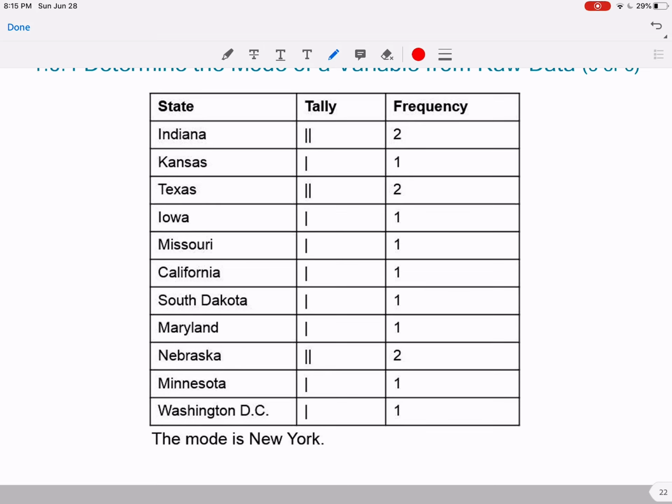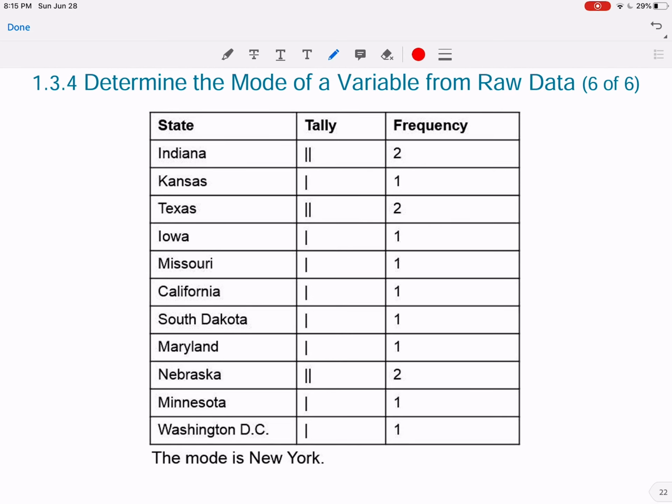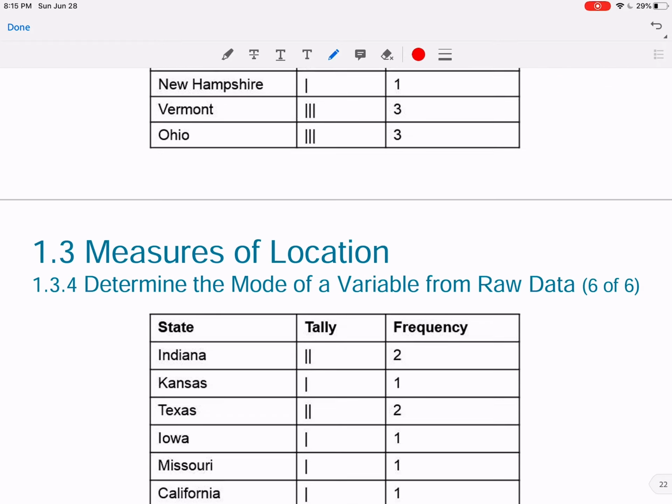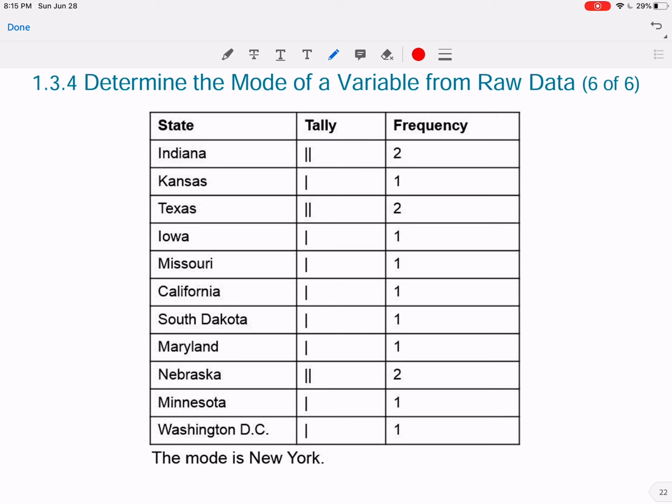And we got a second piece over here. We just need to see if there are any numbers greater than 8. Not really. So there's no number greater than 8. So 8 is the mode, corresponding to New York. So the mode is New York. That's pretty much how to find the mode of the data set.